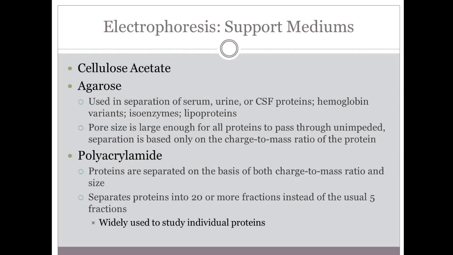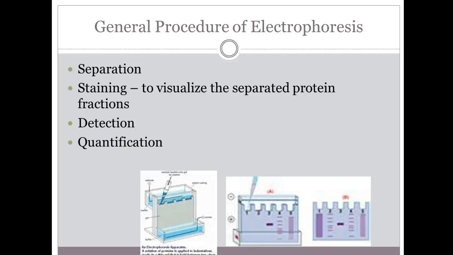Some of the things that the electrophoresis gel we send things through can be made out of include cellulose acetate, agarose, and polyacrylamide. We are going to use agarose in our laboratory, but other types of things may use other types of substances. So in general, these are the stages: separation, staining, detection, and quantification.